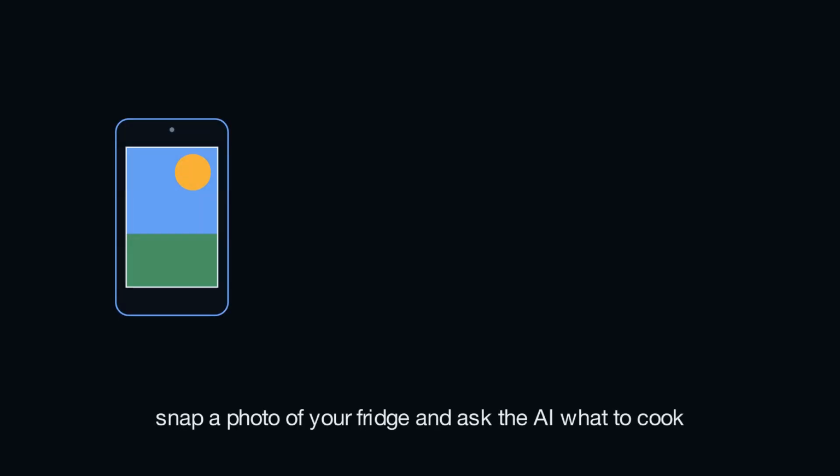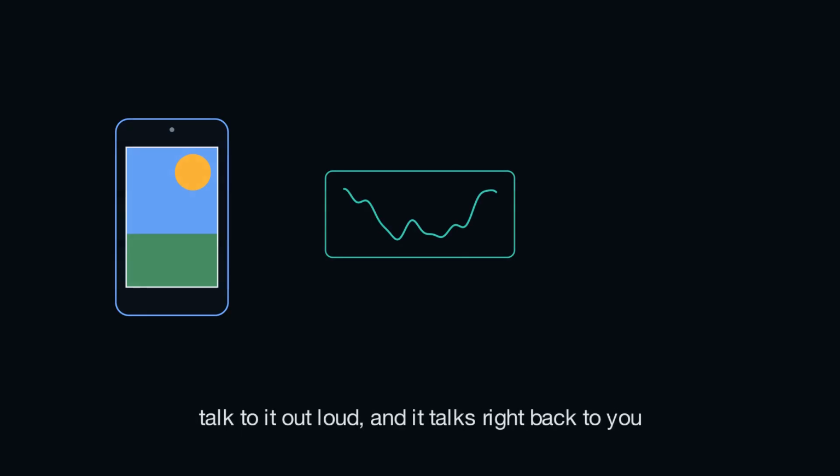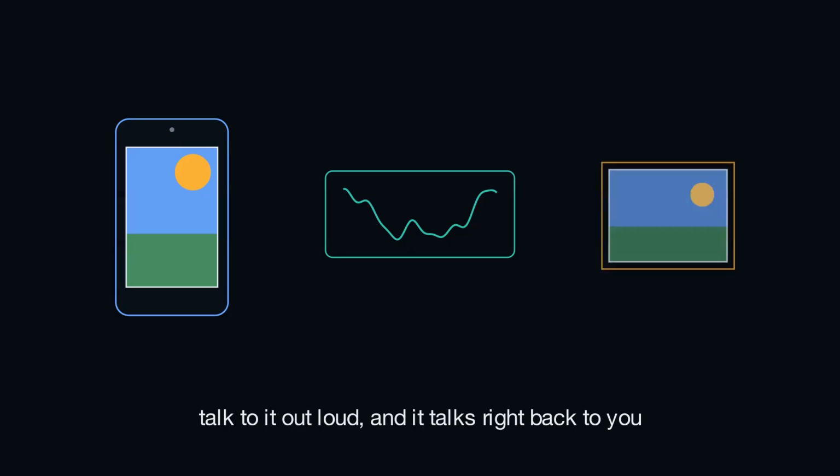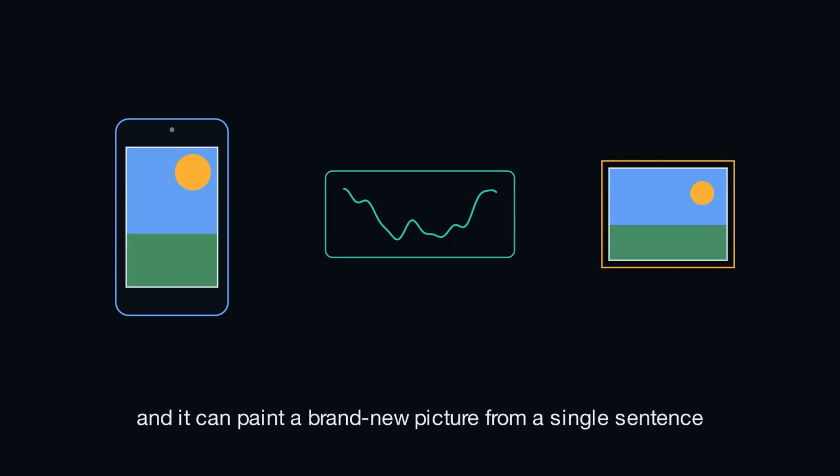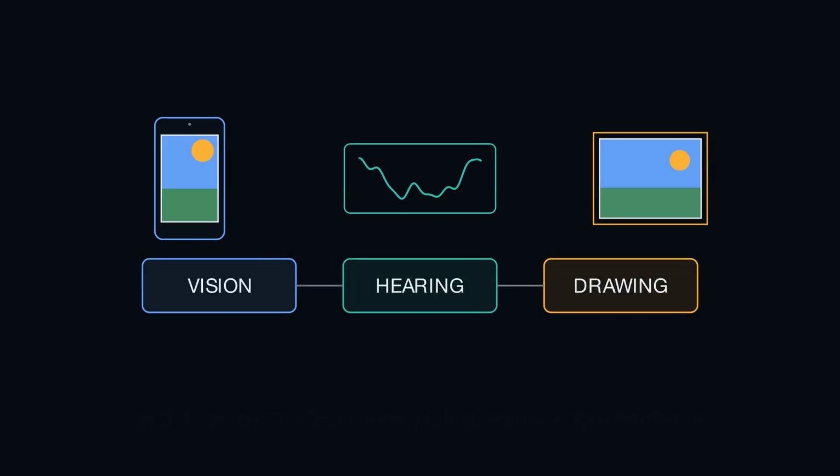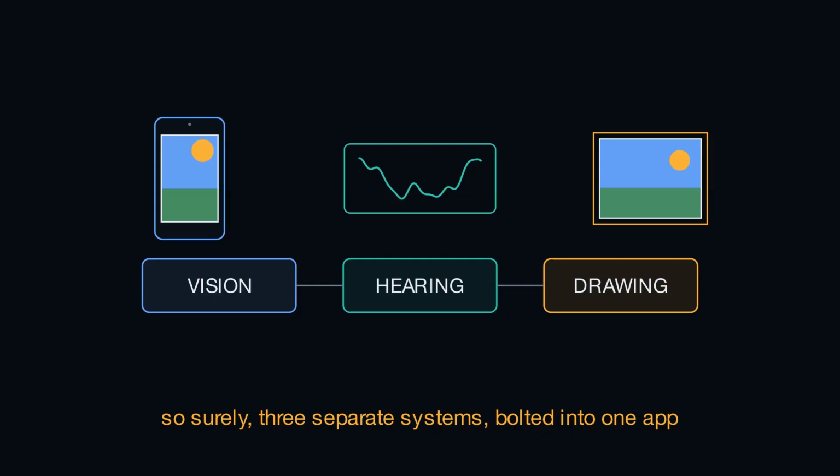You can hold up your phone, snap a photo of what is in your fridge, and ask the AI what you can cook. You can talk to it out loud and it talks back. It can paint you a picture from a sentence. So obviously inside it must have a vision system and a separate hearing system and a separate drawing system, all wired together into one app. That is the natural assumption, and it is completely wrong.